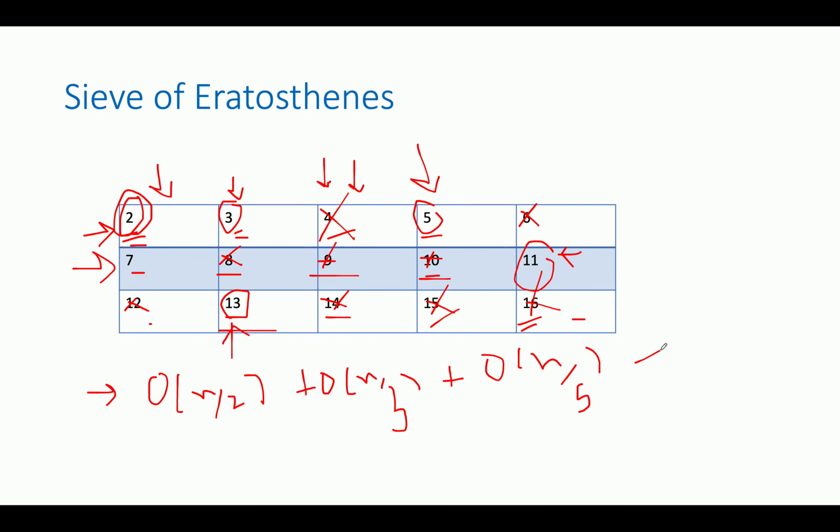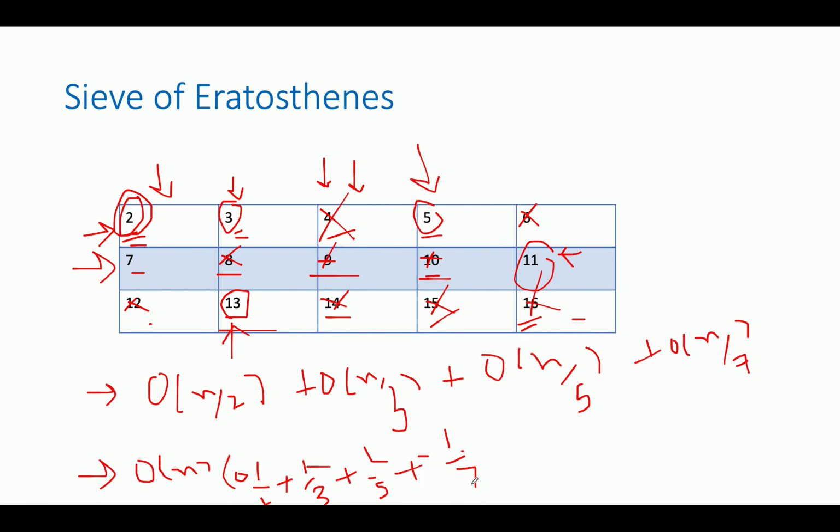And then comes order of n by 7, because you deleted every seventh number in the list. And this keeps on going ahead. So what we are going to do is take out order of n as common, and what is left is order of 1 by 2, plus 1 by 3, plus 1 by 5, plus 1 by 7, and so on. So this converges to log of log n, so the complexity is order of n log log n.